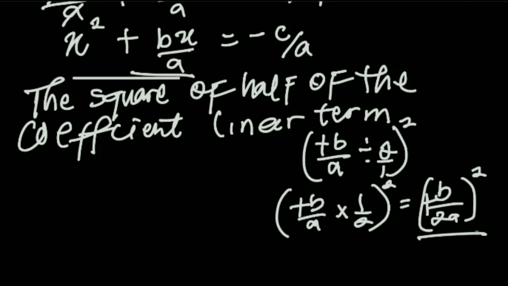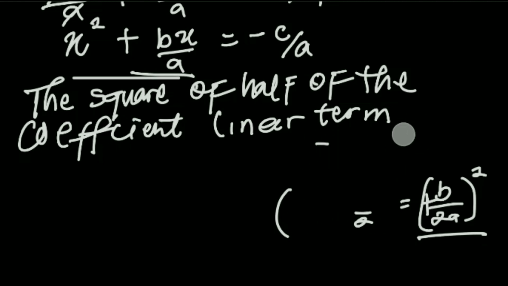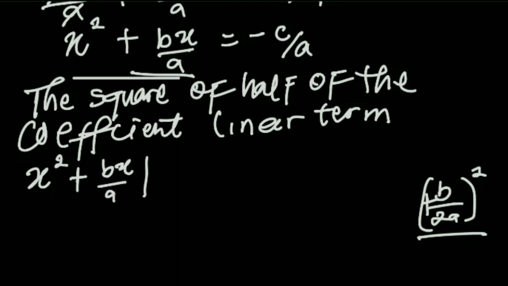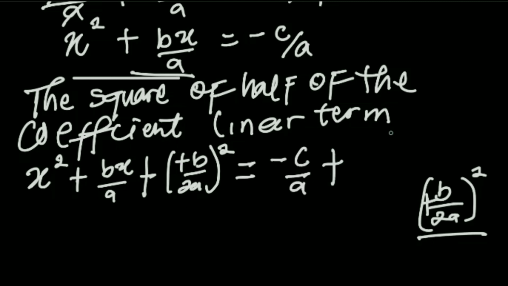So this is what we are adding to this equation to make it a perfect square. We're going to add it to both sides of the equation. So this is x squared plus bx over a plus what you're adding, plus b over 2a squared, equals minus c over a plus, you're adding into both sides to balance, we have b over 2a, all squared.